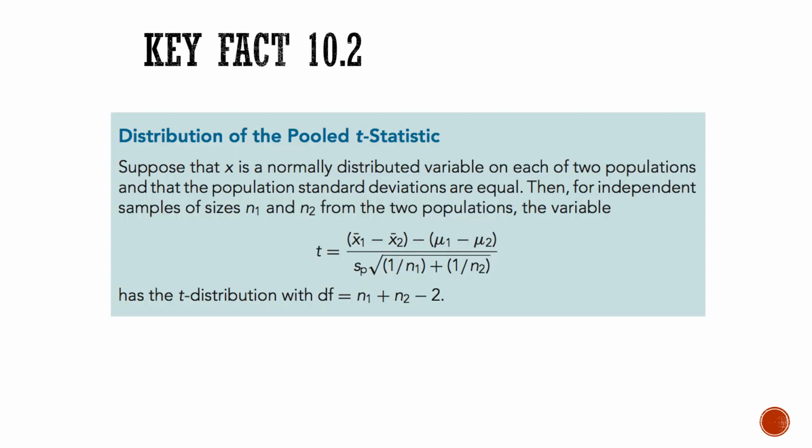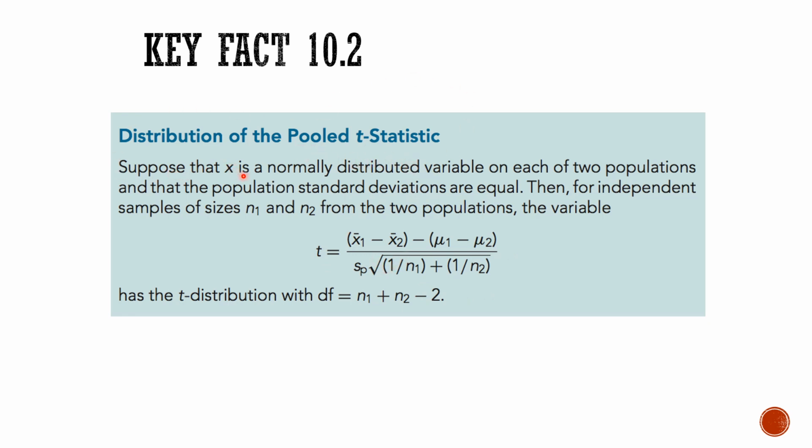Now here we talk about the pooled t statistic. Remember, we said we cannot use the z-score, the z distribution, in most cases, because we wouldn't know what the population standard deviation is. So we have to work with the sample standard deviations, and whenever we have the sample standard deviations to work with, we use the t distribution. All right. So this is the formula that we will be using for the pooled t statistic.